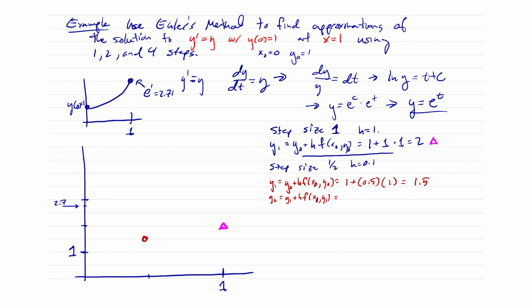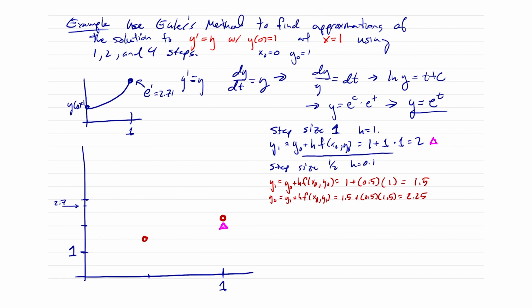Right? Now, y2 is going to be y1 plus h times f of x of 1, y of 1. And that's going to give me 1.5 plus 0.5 times 1.5. And plugging all that in, so 0.5 of 1.5 is 0.75. Adding that to 1.5 gets me to 2.25. Right, and so that gets me roughly here.